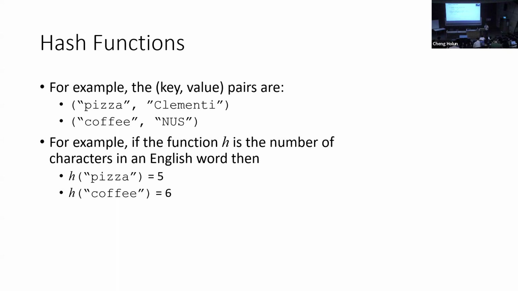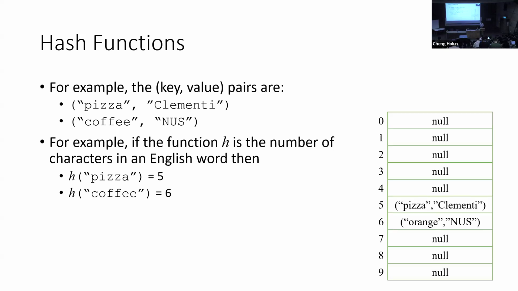This is not a real hash function, okay? But let's just say that. Then how do I do this? The hash function of pizza is 5. The hash function of coffee is 6. And that's why I will put the pizza Clementi in slot 5. I will put the coffee NUS in slot 6.